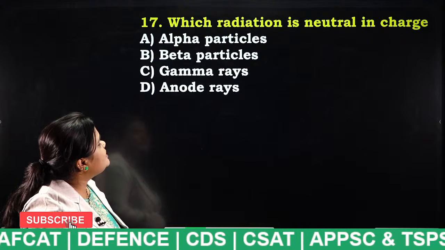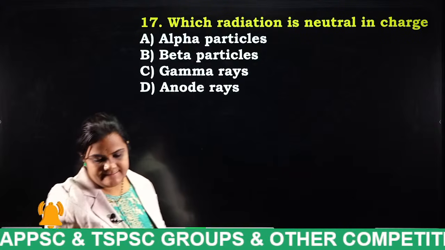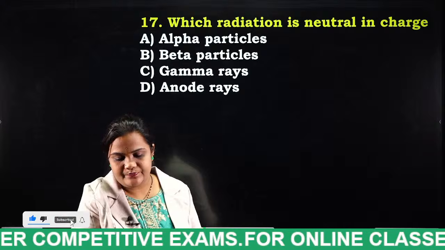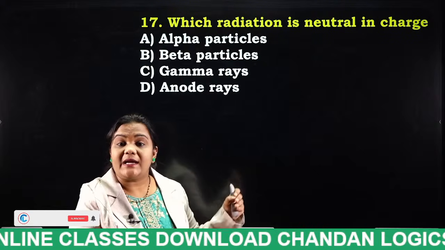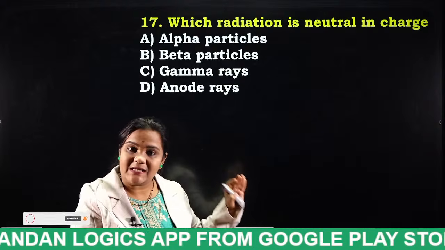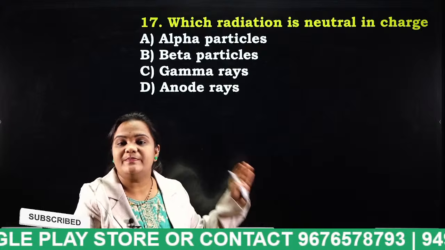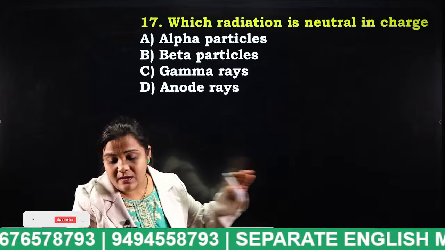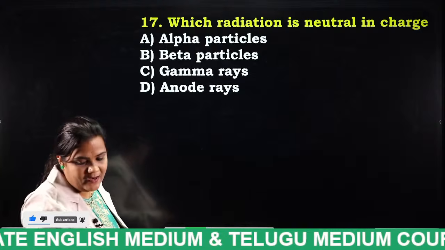Which radiation is neutral in charge? Alpha, beta, gamma, anode rays. I have already told you, radioactivity emits three different types of particles: alpha particles, beta particles, gamma particles. Alpha are positively charged, beta may be positive or negative, and finally gamma particles are neutral. Very good.